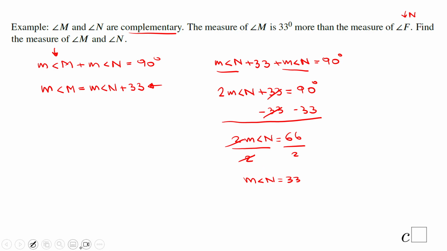Okay, and I apologize, I have a mistake here. This is not 66, it is 56, right? In fact, 57.